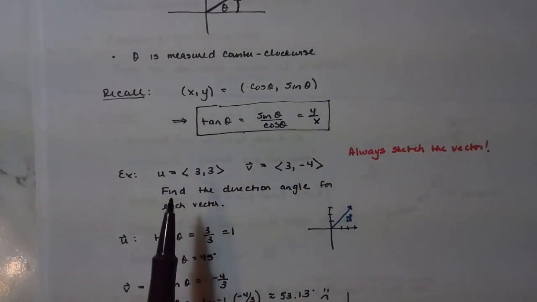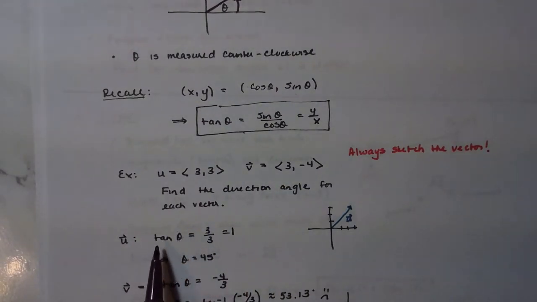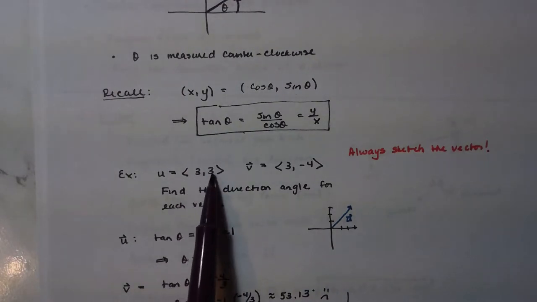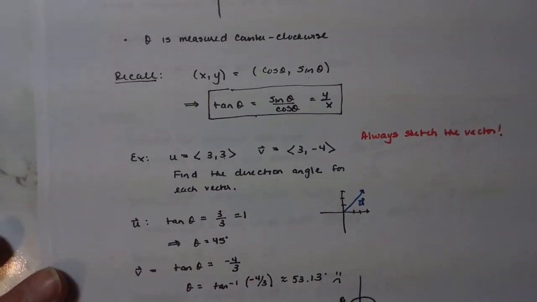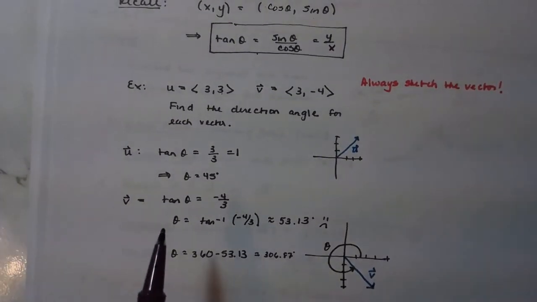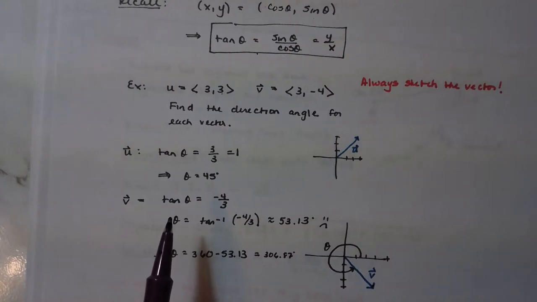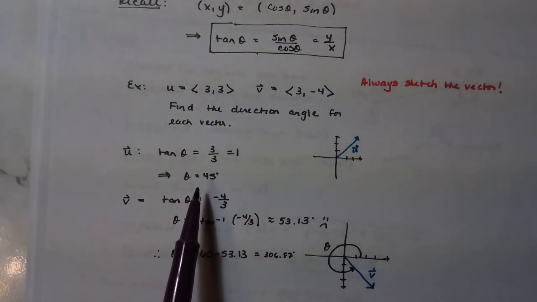You're given two vectors, 3, 3 and 3, negative 4. And you're asked to find the direction angle. The tangent of theta is y over x, right? So for the vector u, this is my y and this is my x, so it's 3 over 3 or 1. Now I've got to remember, at what angle is the tangent equal to 1? Well, we should know by now from our unit circle, hopefully you all have those little unit circle books at home, that theta is going to be 45 degrees or pi over 4 if you're working in radians, okay?